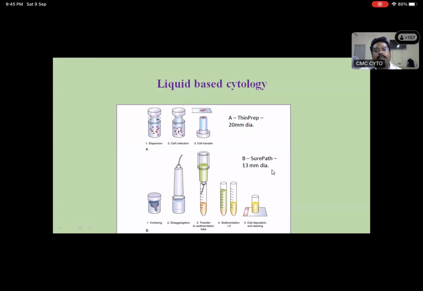So what is the advantage between these? We have already discussed, but is there any clinical significance between conventional and liquid-based? So studies have shown that there is no difference in detection of squamous lesions between a conventional smear and a liquid-based cytology, but it makes examination more convenient because of lack of inflammation or any obscuring elements in the smears.